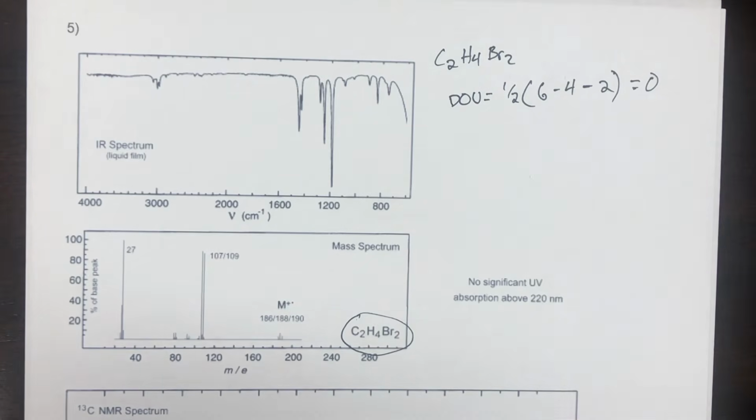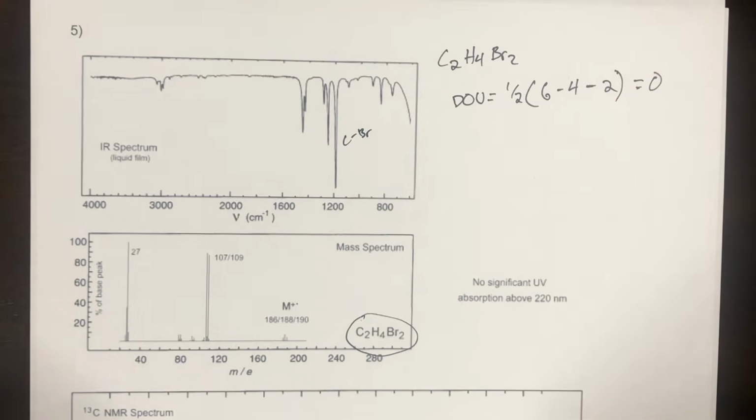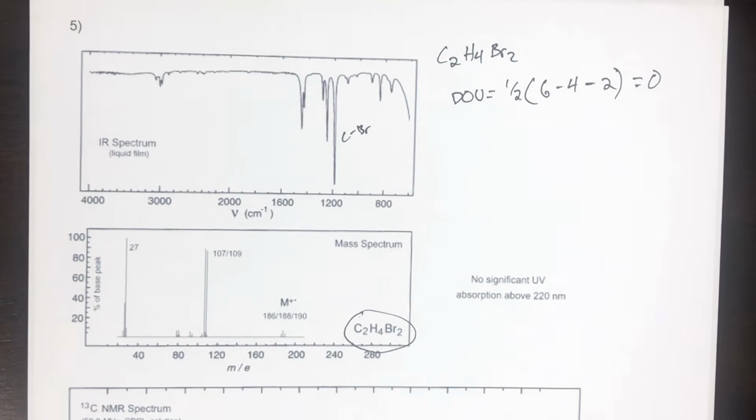And here we don't see any real information from the C-13 NMR. This might be a carbon-bromine stretching here, but no real information from the IR, which makes sense because we don't have any pi bonds or rings or anything that would appear in the IR. So that is the IR, I should say, and the degree of unsaturation.